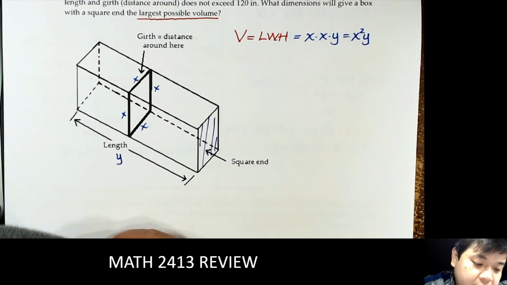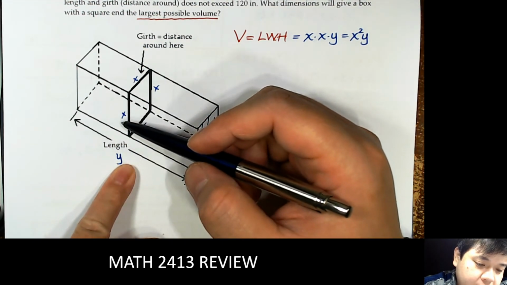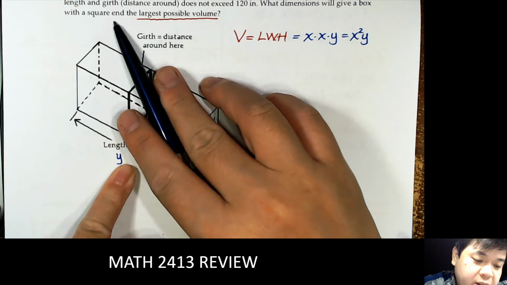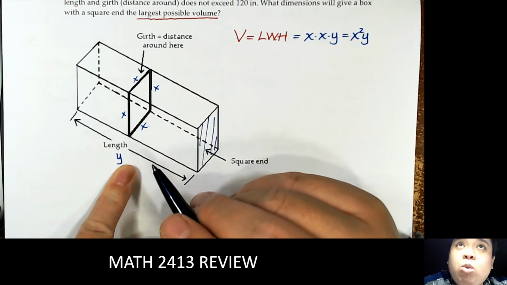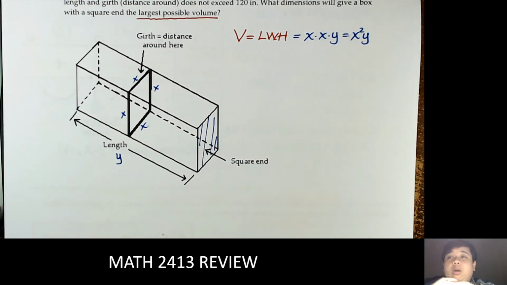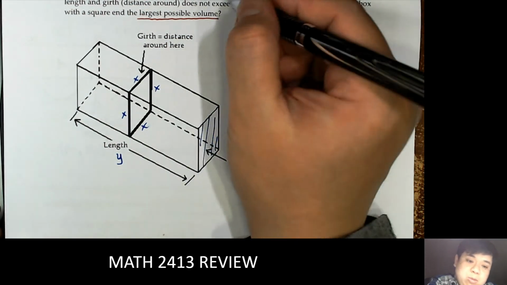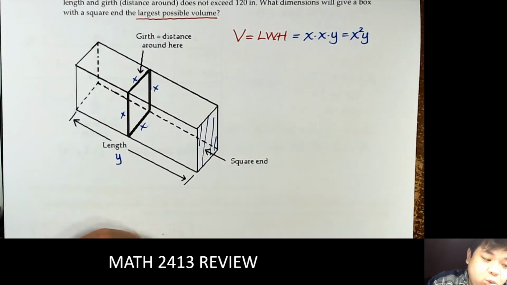Next, we have the length plus the perimeter here cannot be more than 120. If it cannot be more than 120, it will be maximum at 120. Of course, if we want the maximum, we have to use the full capacity that we have. So it has to be equal to 120.